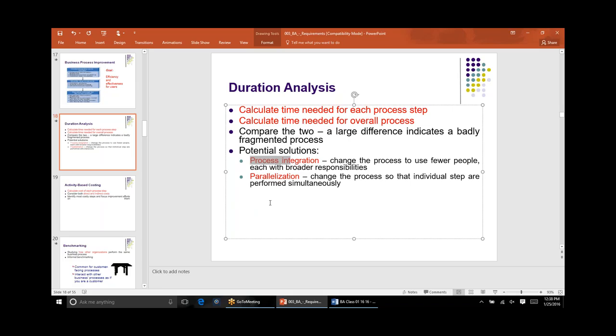Process integration and parallelization. Process integration means changing the process to use fewer people. So don't involve 10 people, involve 7. Make certain process steps integrated into one another. Removing certain steps, getting fewer people involved in the end-to-end process.